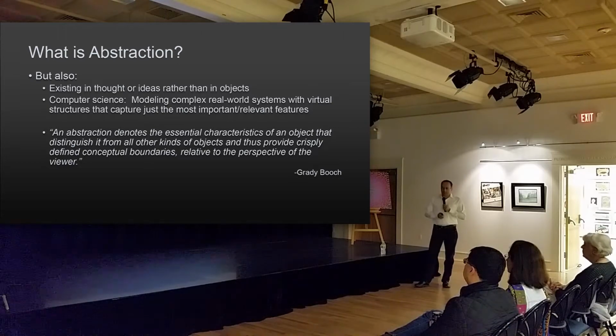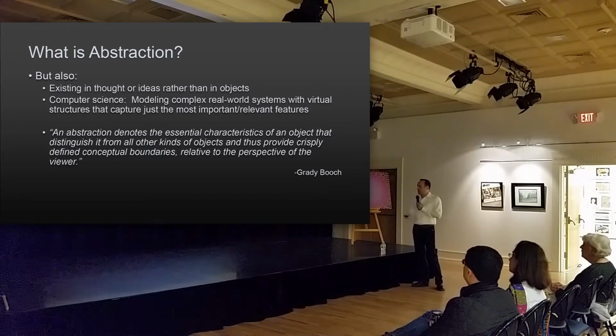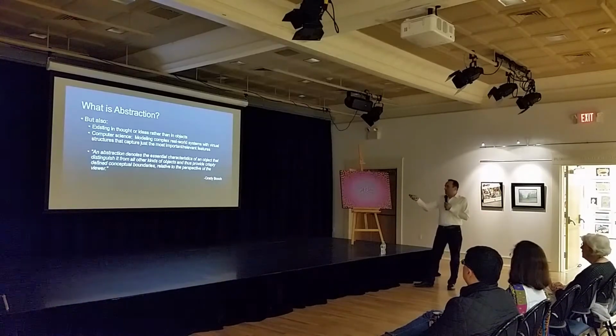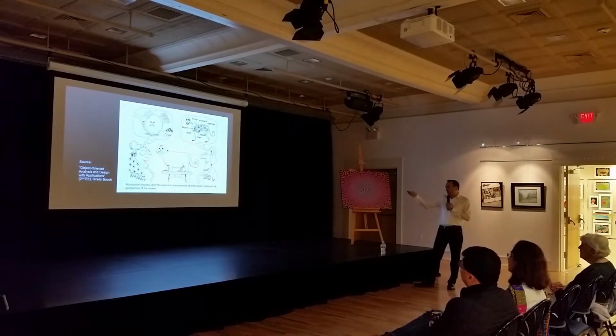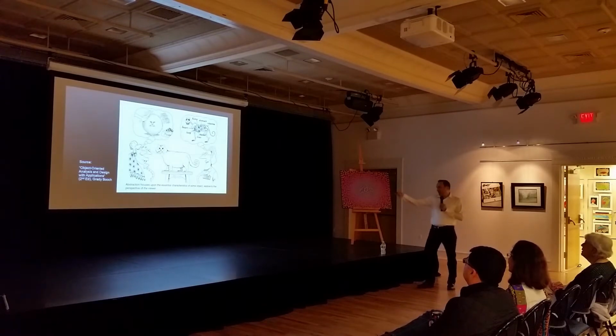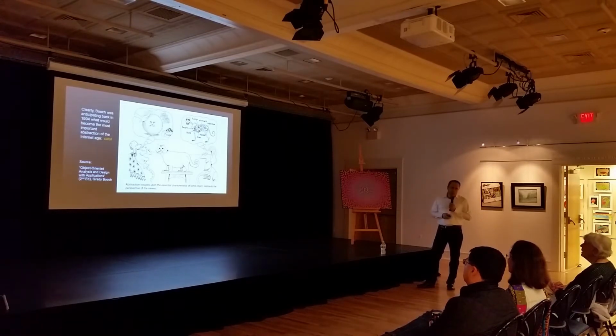Grady Booch, who wrote one of the seminal books on computer software design, writes that abstraction denotes the essential characteristics of an object that distinguish it from all other kinds of objects, and thus provide crisply defined conceptual boundaries relative to the perspective of the viewer. So the key part there is the perspective of the viewer. For instance, based on the perspective of the viewer, you might look at a cat differently. If you're on the left, you see purr. If you're on the right, you see a veterinary surgeon, you see something else. So I think what Grady was doing here 20 years ago was anticipating the most important internet abstraction, which is cats.